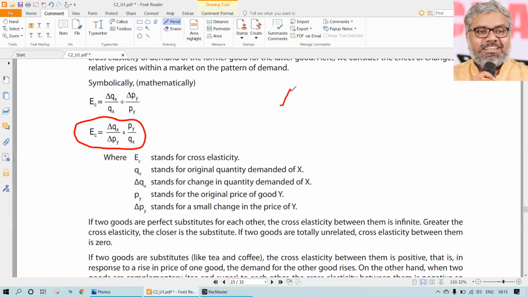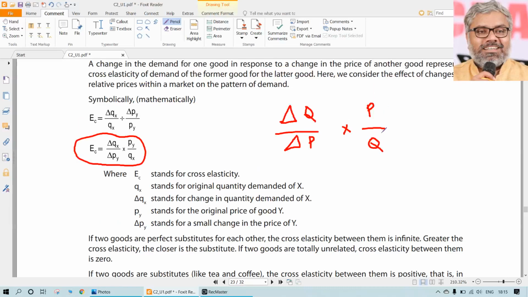Let us remember the original formula of the elasticity of demand. So what does it say? It says delta Q divided by delta P. That was the original formula, right? Delta Q divided by delta P into P divided by Q. That was the original formula for price elasticity of demand. We wanted income elasticity. We replaced P with Y, delta P with delta Y. That's it. That is income elasticity.